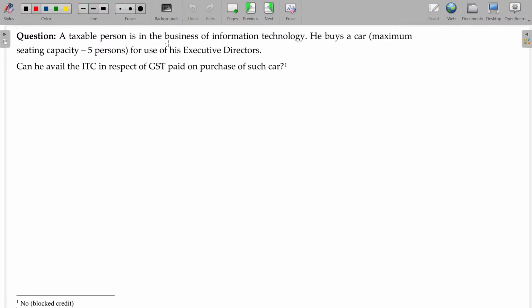A taxable person in the business of information technology buys a car, maximum seating capacity being 5, for use of executive directors. Not possible. Okay, blocked credit.